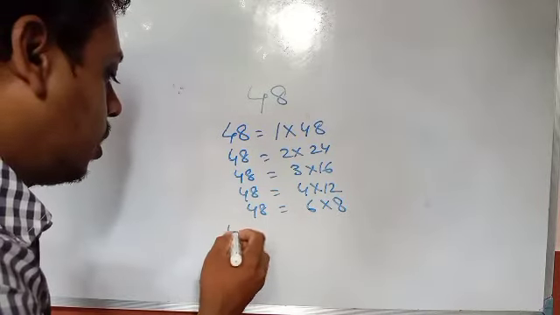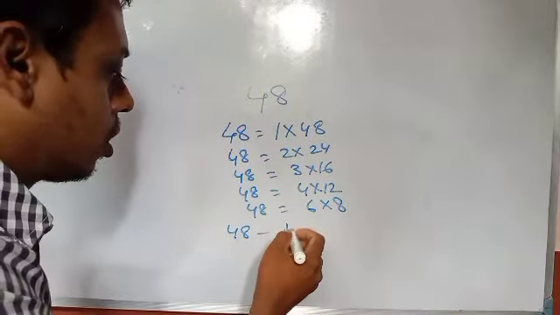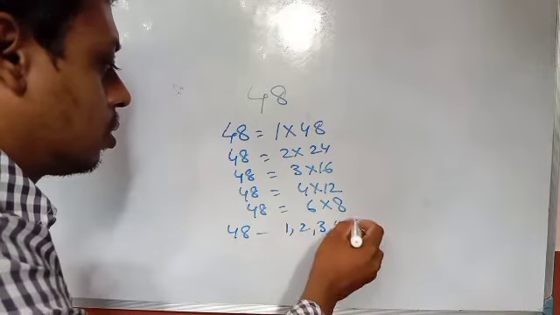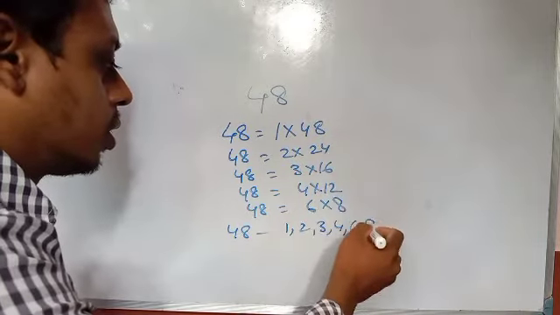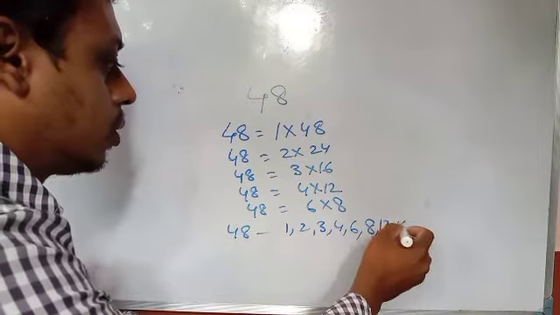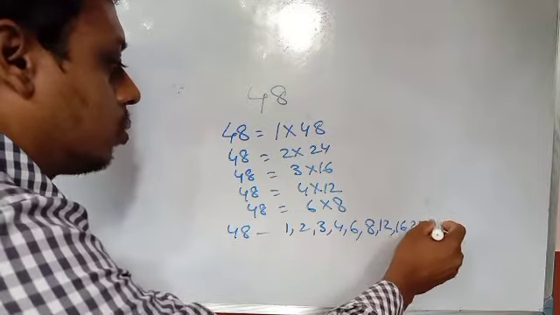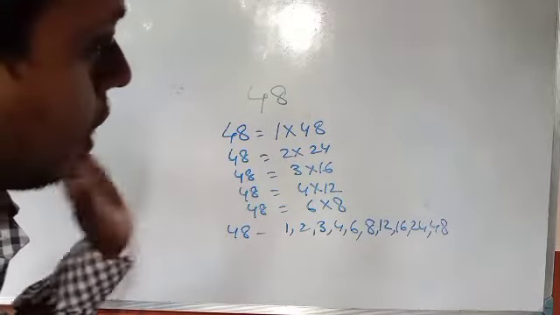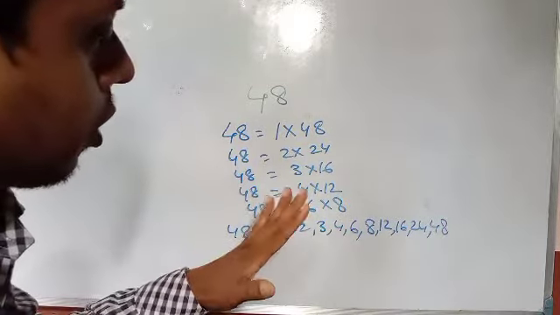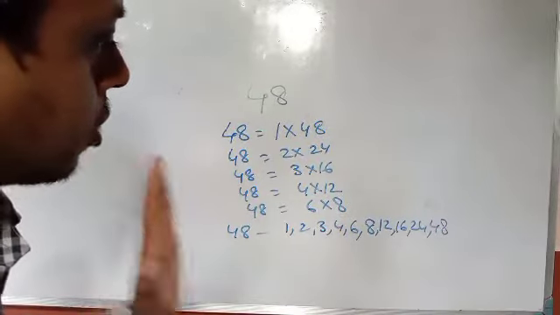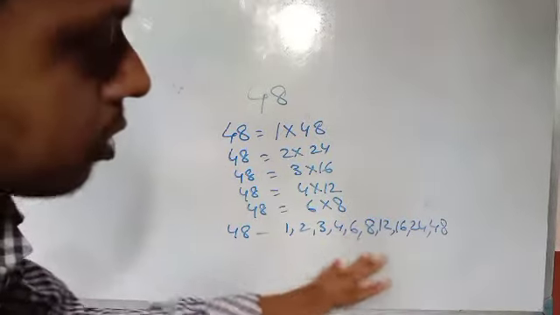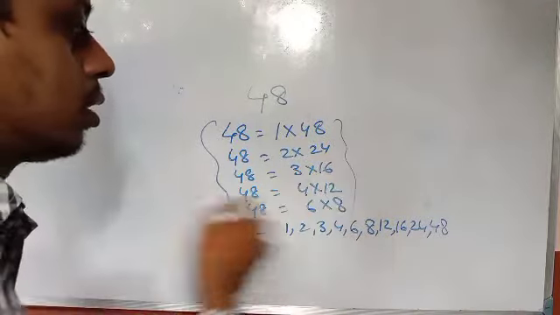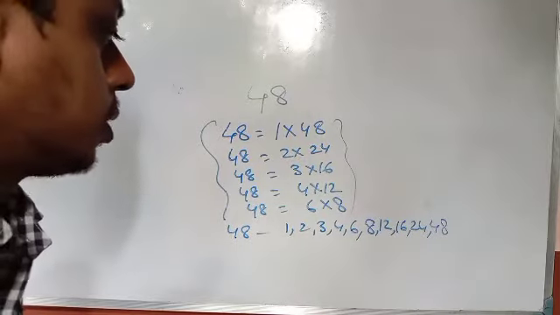Now factors of 48 will be, arranged this way: 1, 2, 3, 4, 6, 8, 12, 16, 24, 48. So this way all the factors you will get. There will not be the possibility to leave even one factor. All the factors you can get if you express the number in the form of a product of two numbers.